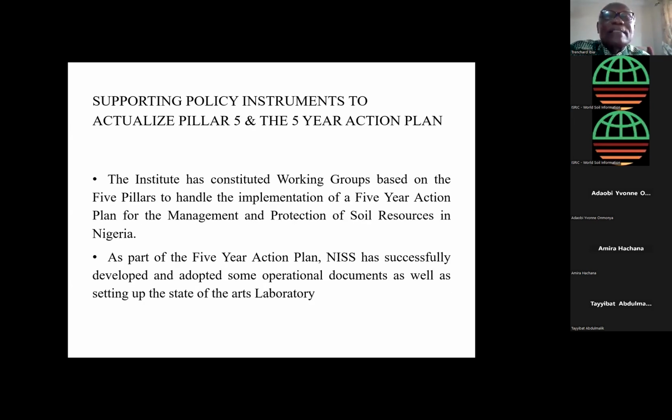To actualize Pillar 5 and achieve the 5-year action plan, the Institute has constituted working groups based on the 5 pillars to handle the implementation of the 5-year action plan for the management and protection of soil resources in Nigeria. As part of this, the Institute has successfully developed and adopted some operational documents, as well as setting up a state-of-the-art laboratory in Nigeria. Next slide, please.